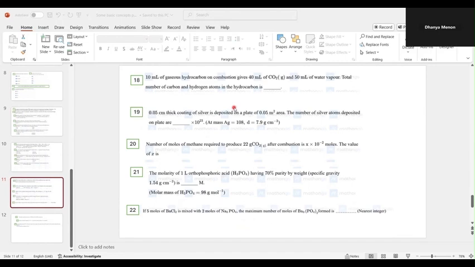How much hydrocarbon have they taken? 10 ml. And how much carbon dioxide is given off? 40 ml. And water vapor is 50 ml. And the total number of carbon and hydrogen atoms, how many carbon atoms and how many hydrogen atoms, that's what you have to find out. Right, now.